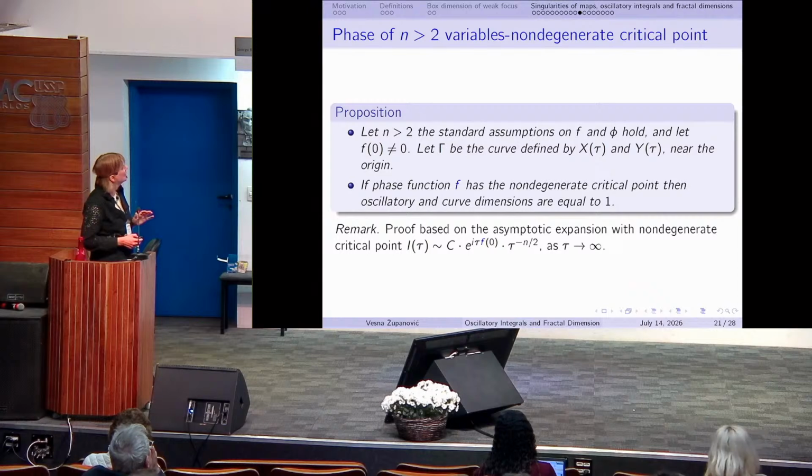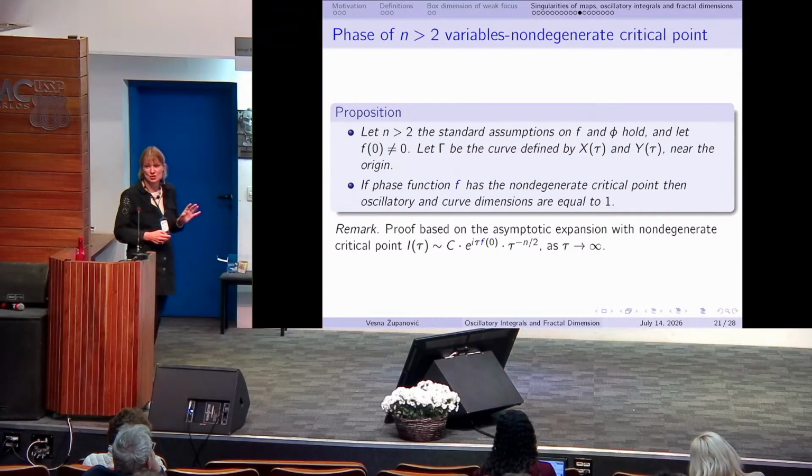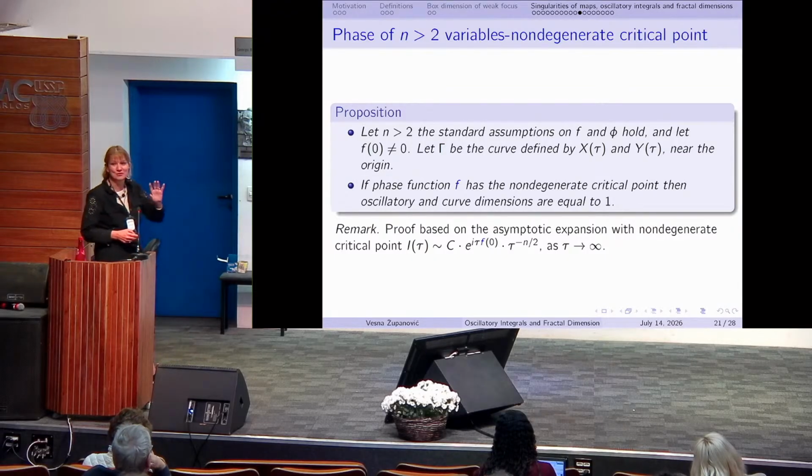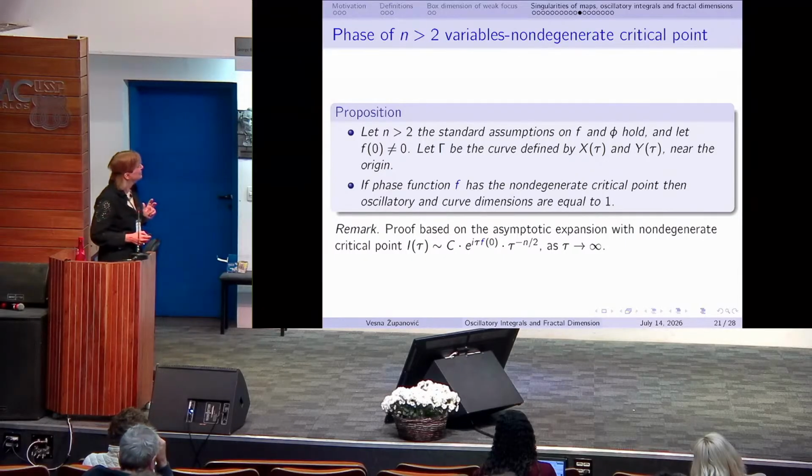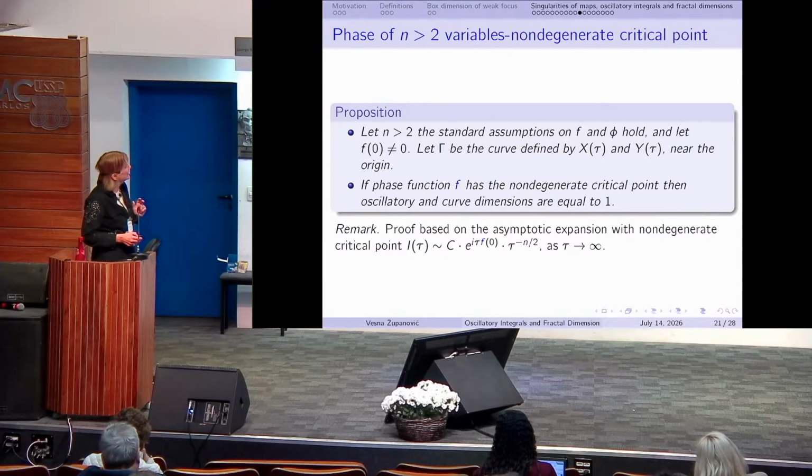Okay, for n bigger than 2, we have two theorems. One for the non-degenerate case, I mean Hessian non-degenerate. There are a lot of non-degeneracies: Minkowski, Hessian, Newton. It's Hessian non-degenerate. Then the dimension is 1.